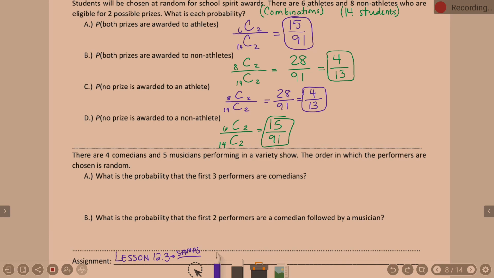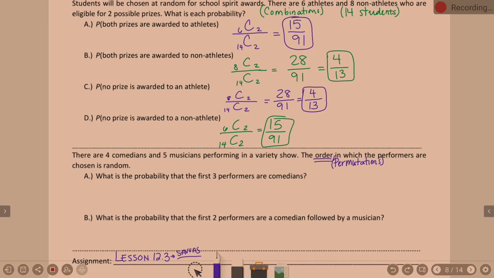Okay, well, what's one change up that we haven't had yet? Order matters. The order in which the performers are chosen is random. But we're talking about order here. Who goes first, who goes second, who goes third. So that means in this particular situation, we're going to be talking about permutations. So instead of doing C over C, we're going to be doing permutation over permutation, P over P.